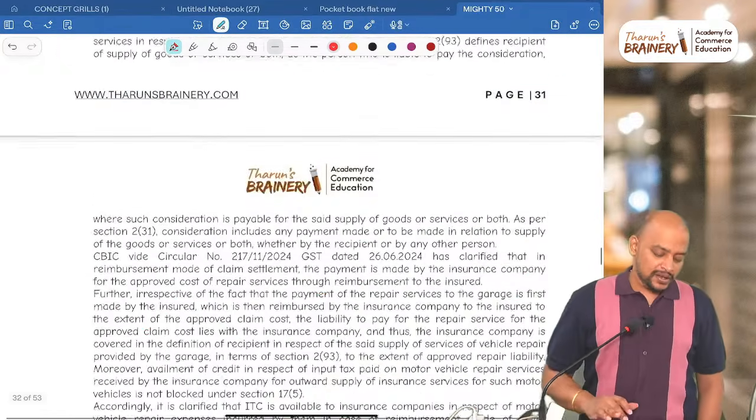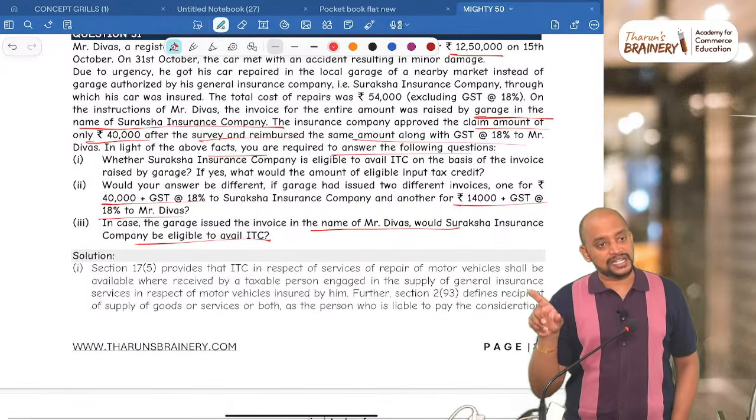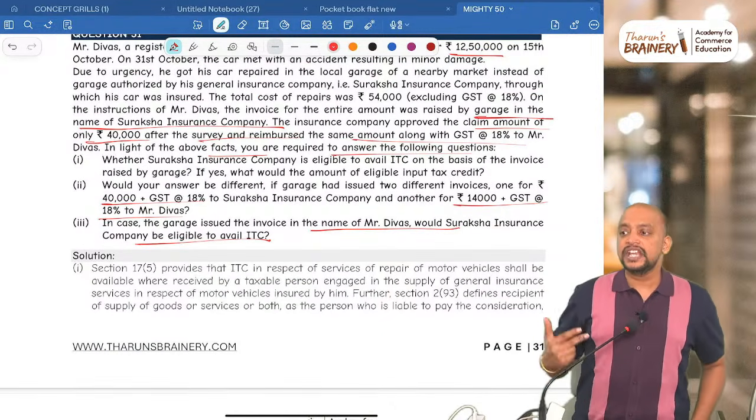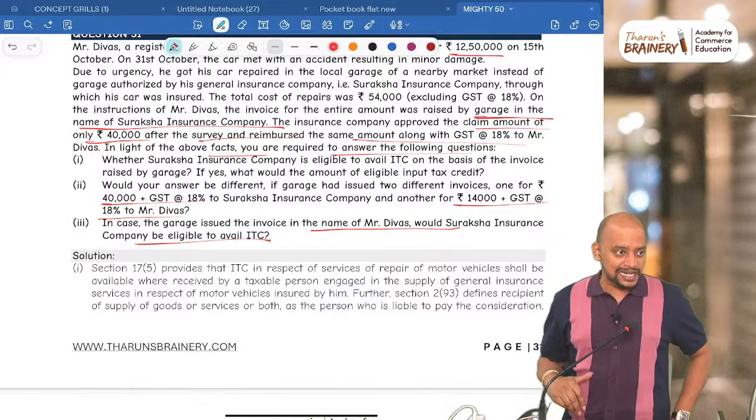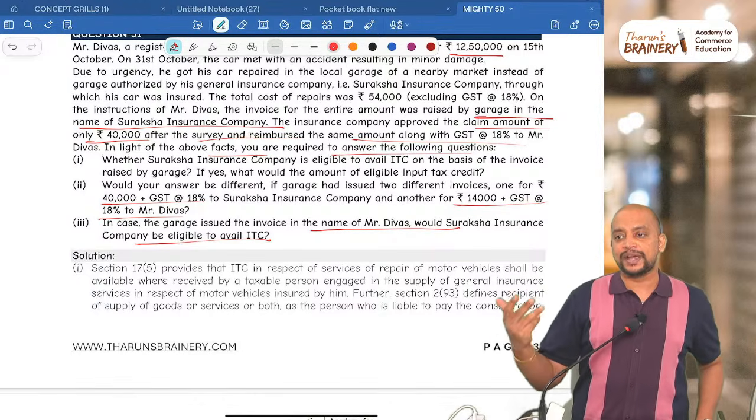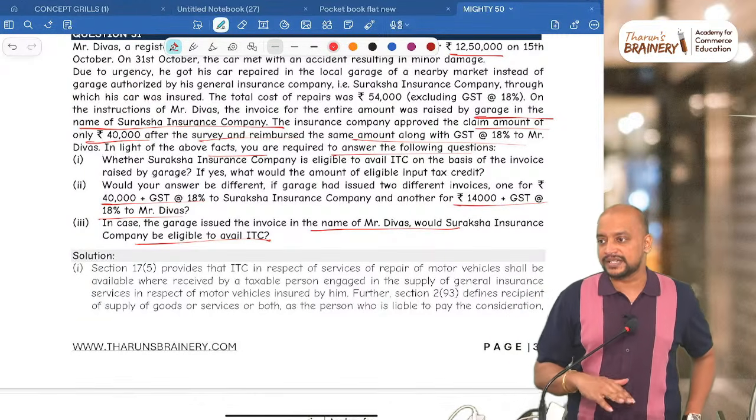Suppose they ask what the position is in the case of Mr. Divas. Can Divas take ITC? Then you need to write: if the motor vehicle purchased is eligible for ITC, then the GST paid on the repair invoice can be taken as ITC by Mr. Divas.